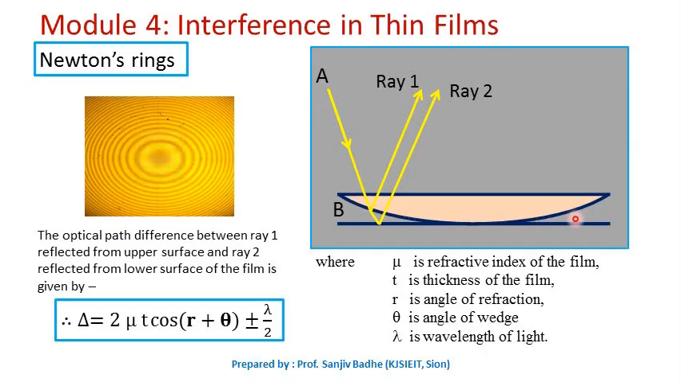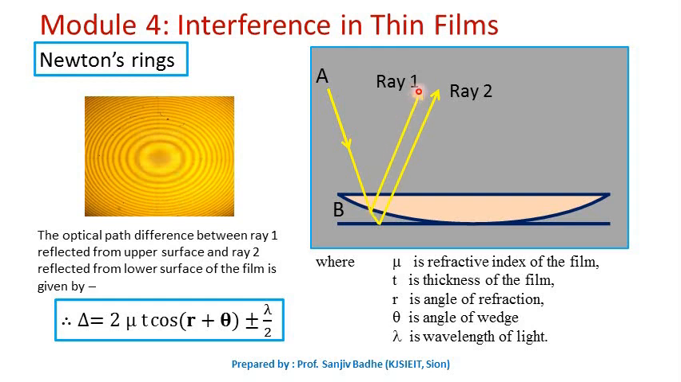When a plano-convex lens having large radius of curvature is placed on a plain glass plate, a thin air film is formed between the convex surface and the plane surface of the glass plate. There is one point of contact and the thickness of the film gradually increases in all directions as we go away from that point. If we make light rays incident on this film, the reflected light rays from the upper surface of the film and lower surface of the film interfere with each other to produce the interference pattern, and this interference pattern contains alternately placed dark and bright rings. These rings are called Newton's rings.